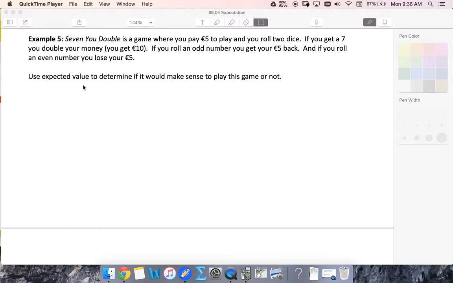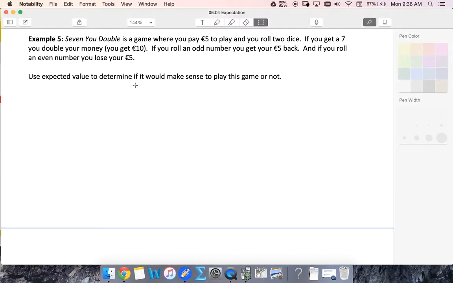So this is a new game called 7 You Double. You pay €5 to play and you roll 2 dice, very similar. If you get a 7, you double your money. So you get back $10, but remember you paid 5, so it's really like you earn 5. If you roll an odd number, you get your 5 back, so it's like you made 0. And if you roll an even number, you lose your 5, so that'd be like -5.